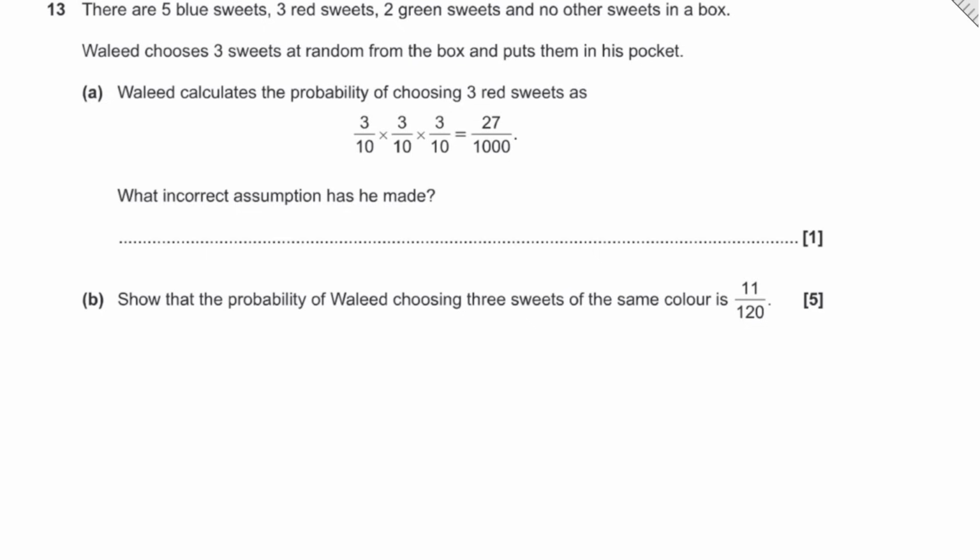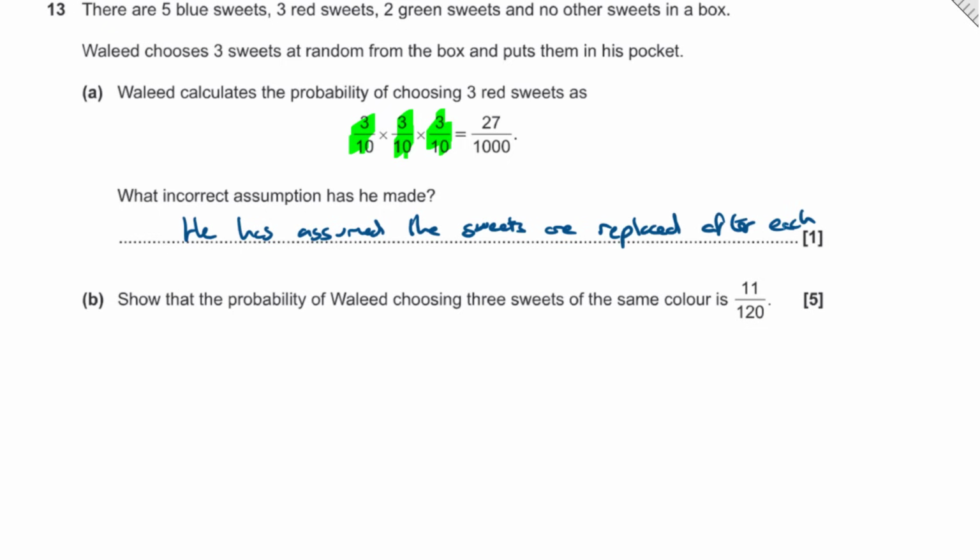Well, he's made the assumption that this is probability with replacement. So if you look, his probabilities are the same all the way through. 3/10, 3/10, 3/10, which is not correct, is it? Because if you take a sweet out, then you've got one less sweet, which is red, to pick from in the second one. So these 3s will be going down each time. And also the number of sweets overall is going to go down each turn. So what assumption has he made? He has assumed the sweets are replaced after each selection.